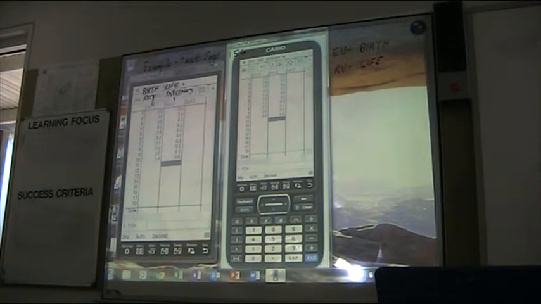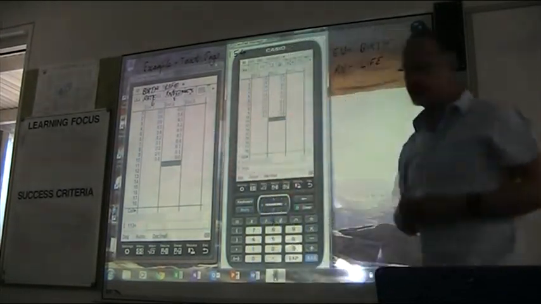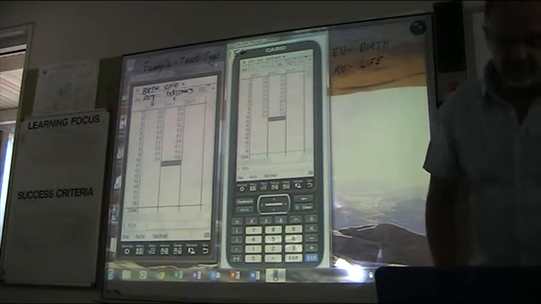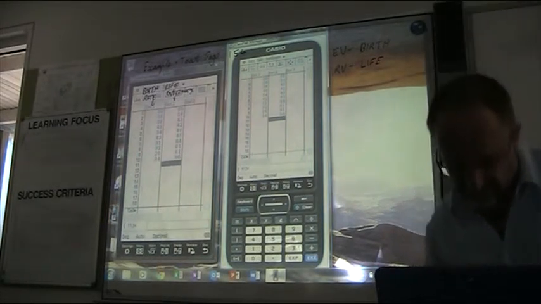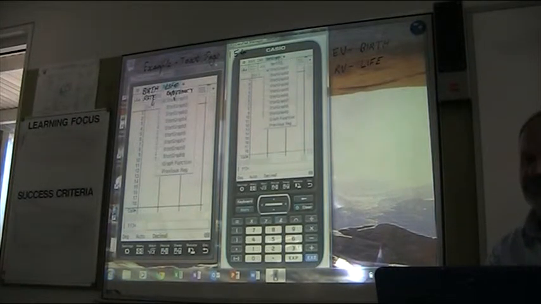Alright, so the next part of what we're going to do is enter the data in the list. So if we wanted to use our calculator, we're going to enter the data in the list, which I've already done. And then we might then be asked to do a scatter plot. So just running through how we do scatter plots.